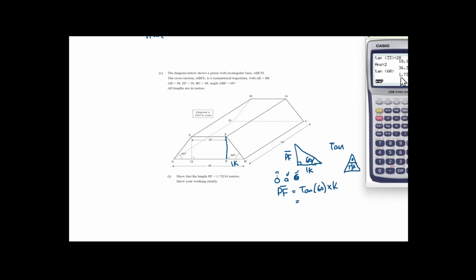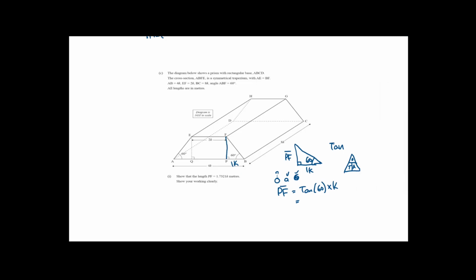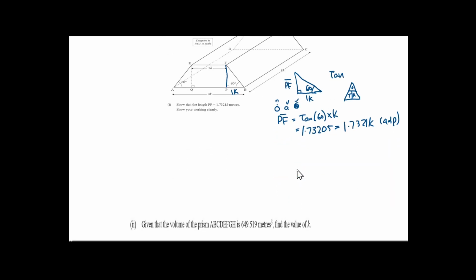But it is 1.732, and if we round it to 4 decimal places, it is going to be that. So let's copy that number there, which is 1.73205, which is 1.7321 K or dp. Cool. Okay. That was easy.